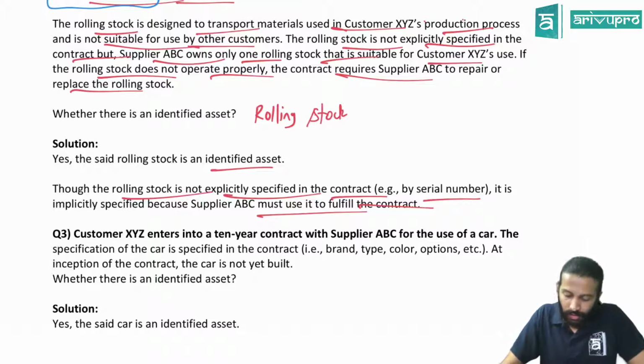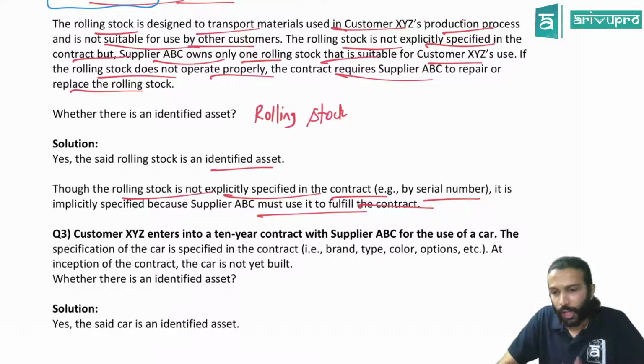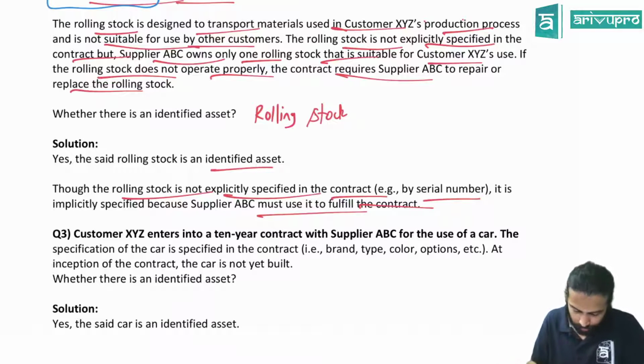That means RTC is also satisfied, and identified asset is also satisfied. Then the lease term also generally will be there and payment also will generally be there. That means you could say this contract has a lease. That they did not ask. They only asked about the identified asset. So it is an identified asset. Got it? Yes, sir. Can I move on to the next question?